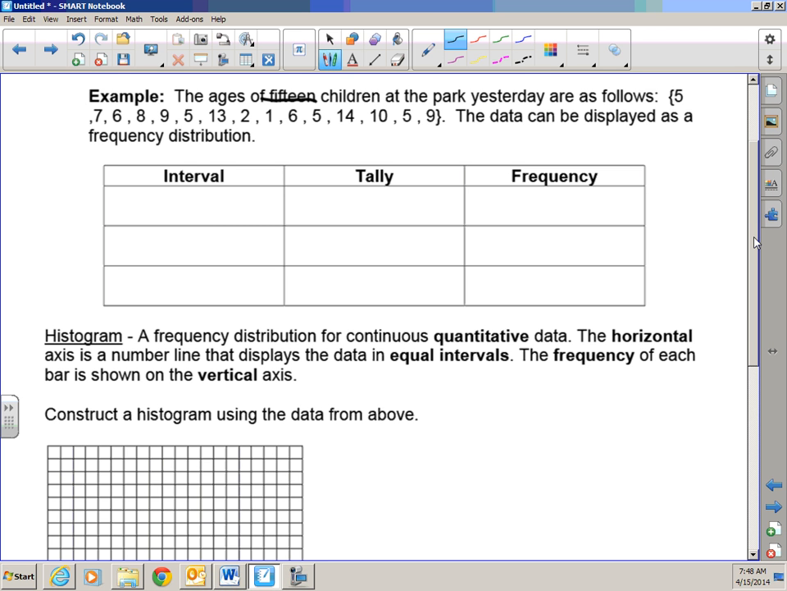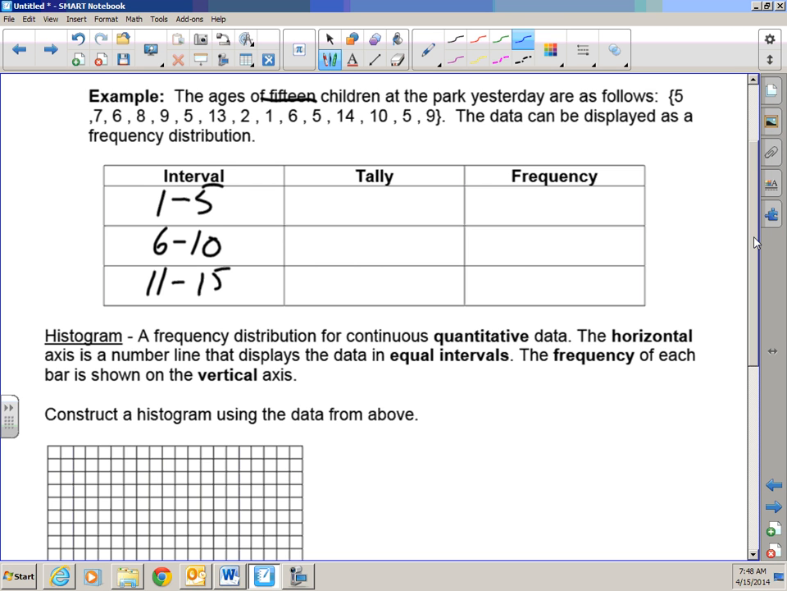The key is you have to have equal intervals. In other words, I can't have an interval from 1 to 5 and then 6 to 8 or something like that. The data inside the interval doesn't have to be equal, but the interval range has to be. So it should be pretty apparent that we're going to go from 1 to 5, 6 to 10, and 11 to 15, so that our intervals are intervals of 5.